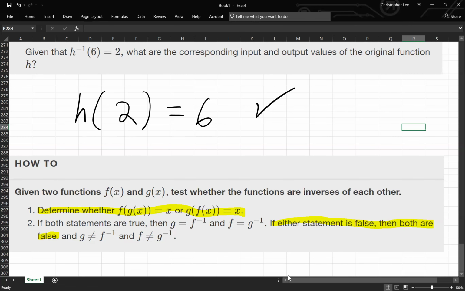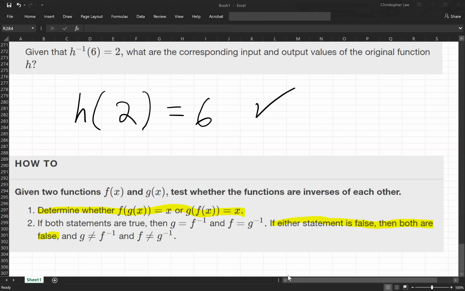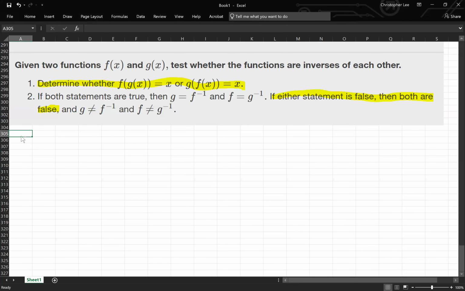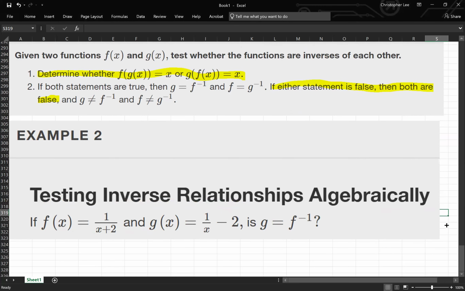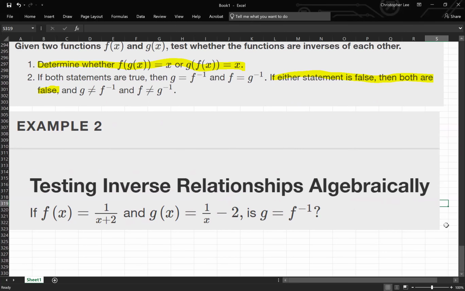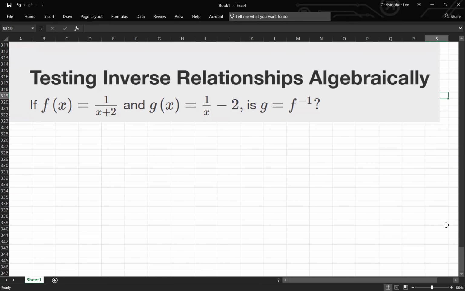We're going to need a simple one to break that down. I got you. So here's what this means. We're going to be testing inverse relationships algebraically. If f of x is equal to 1 over x plus 2 and g of x is equal to 1 over x minus 2, is g the inverse of f? What am I looking for? I want to know if f of g of x equals x. That's all I want to know.